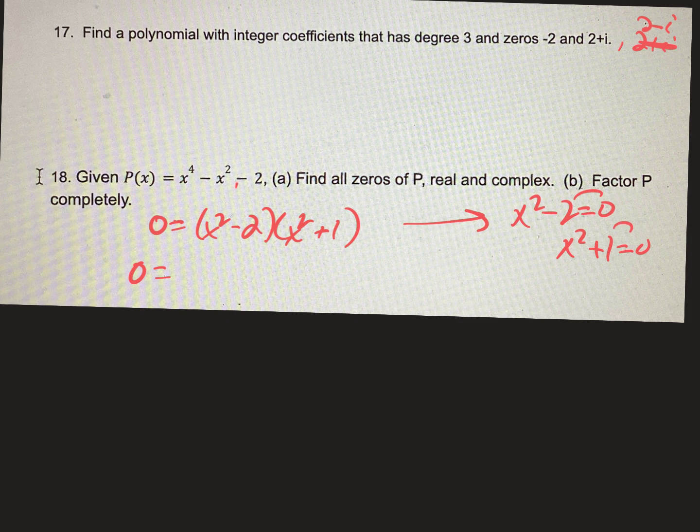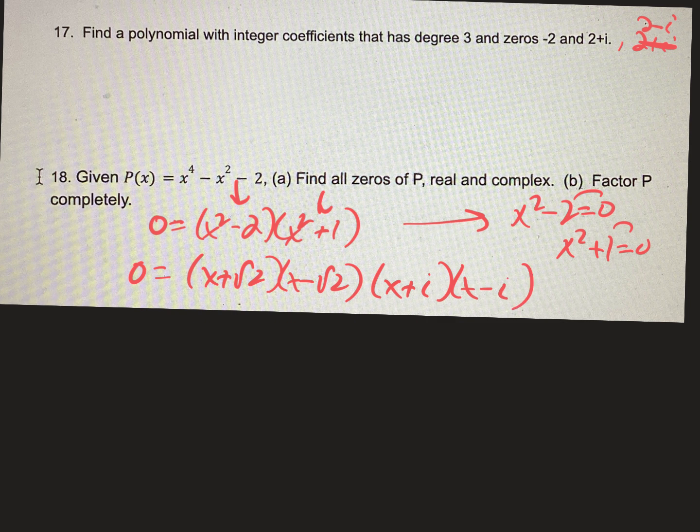Or, that's the difference of squares. Even though 2 isn't a perfect square, it does have a square root, and it's the square root of 2. So I'm going to go x plus square root of 2, x minus square root of 2. We talked about this a few weeks ago. If you have a sum of squares, you can now factor that with i. So x plus i, x minus i.